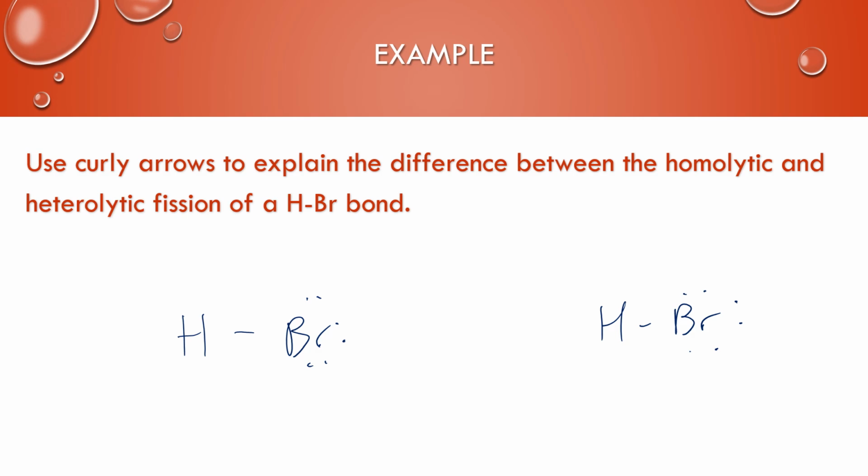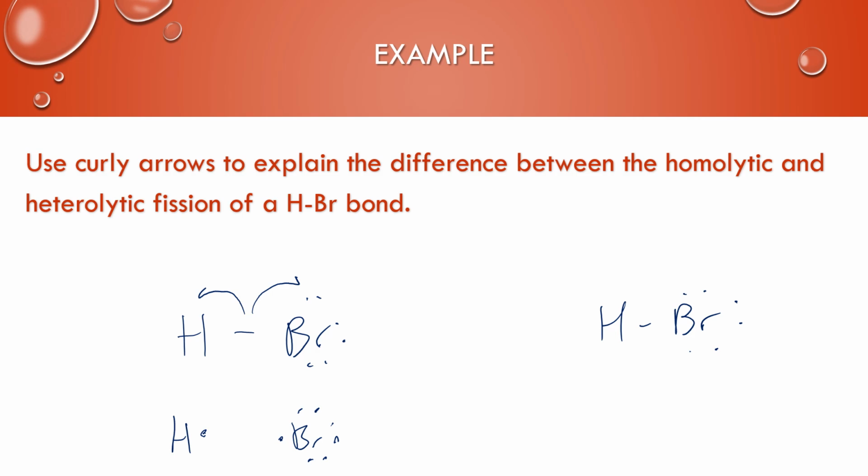So we will use these half arrows, or some people will call them fish hooks, because it's showing that there's only half of the pair, so only a single electron going to each. So you will wind up with the creation of radicals, free radicals, like this.